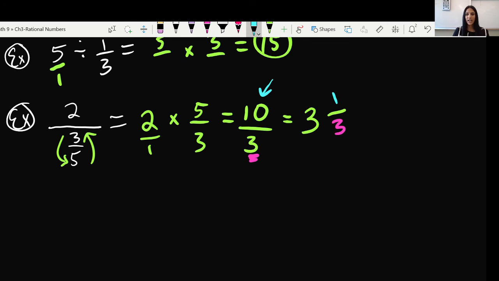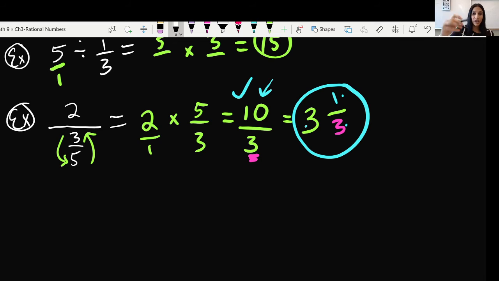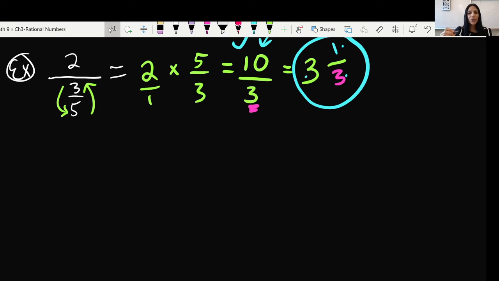left over. And if I ever want to double check to see if that truly is the correct answer, I would look at it and say, okay, 3 times 3 is 9, plus 1 is 10 over 3, which does look like this. So I know that what I've done is actually correct and it works. So you can always go forwards and backwards to double check to see if what you're doing is actually correct.